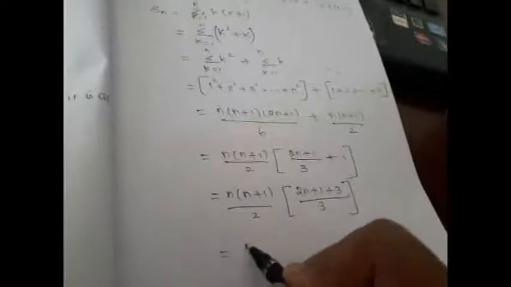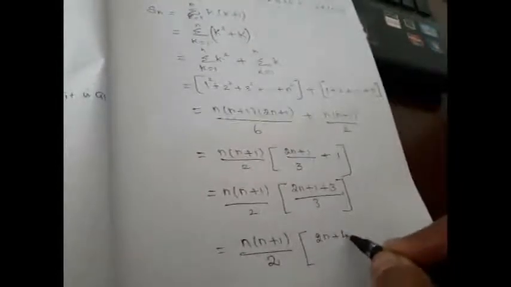So n into (n plus 1) divided by 2, LCM 3. So 2n plus 1, plus 3 ones are 3. So it is going to be n into (n plus 1) divided by 2. Here it is 2n plus 3 plus 1, that is 4, divided by 3, right? So this can be written as n into (n plus 1) divided by 2.